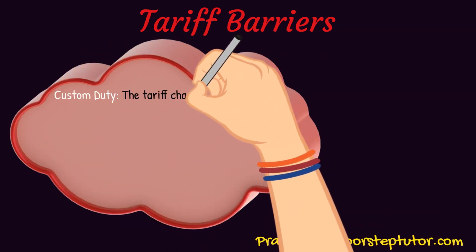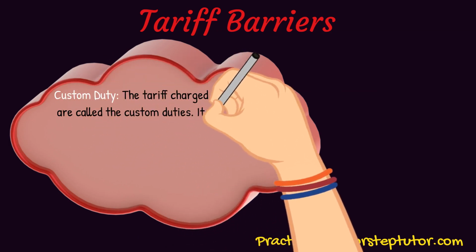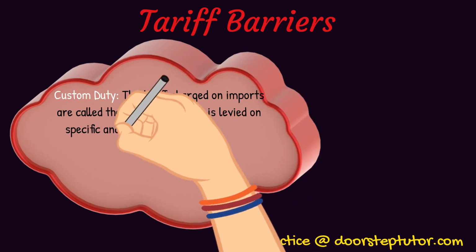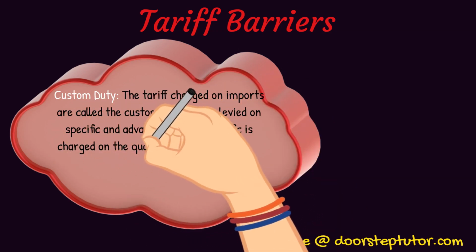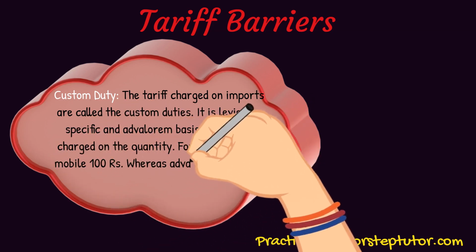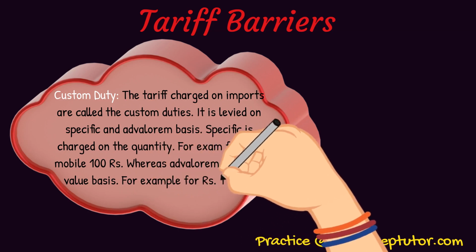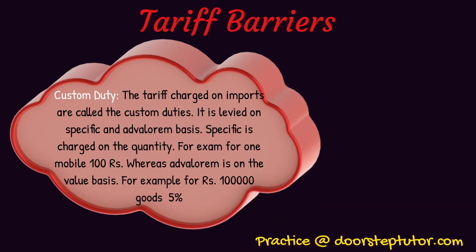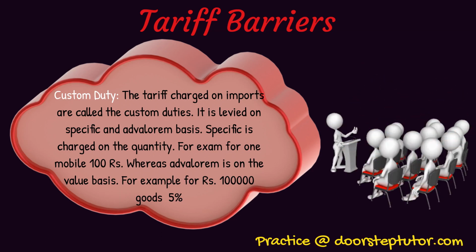When we talk about the tariff charged on imports, they are basically known as custom duties. So it is levied on a specific and ad valorem basis. Specific is charged on the quantity. Let's say, for example, I purchase one TV or 100 TVs. So for one TV, let's say the duty is 100 rupees.